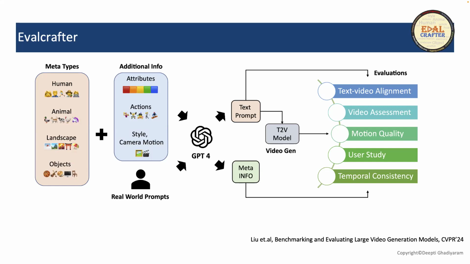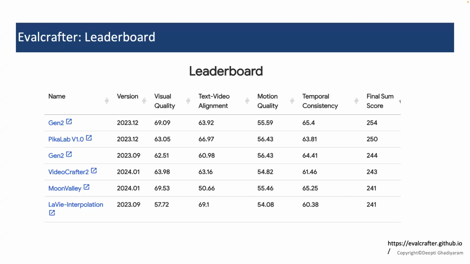So given this repository, they pass these prompts through all of the models that are publicly available or closed source models and evaluate them against the axes shown here, the alignment, assessment, quality, and temporal consistency. We've covered all of these, and EvalCrafter also uses very similar metrics, but it's a nice one-stop place where all of these models are evaluated and reported. So here is a leaderboard screenshot taken 2 days ago on where every model stands against each individual axis and also a final sum score. So I definitely encourage checking out this paper for more details.